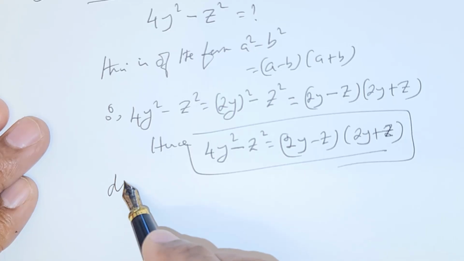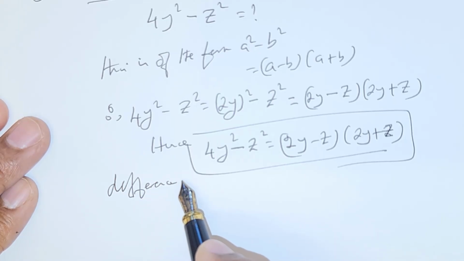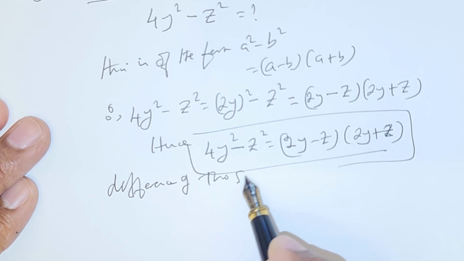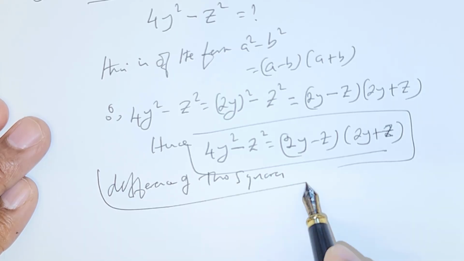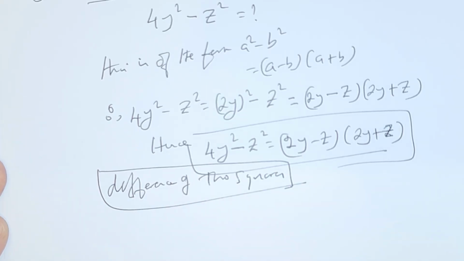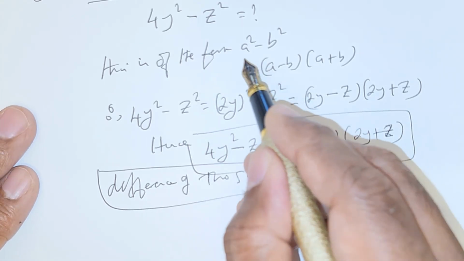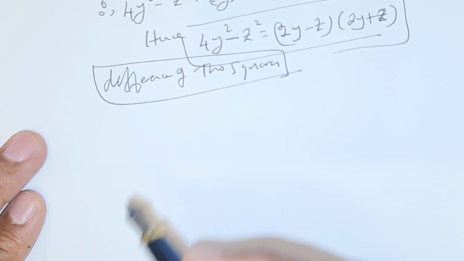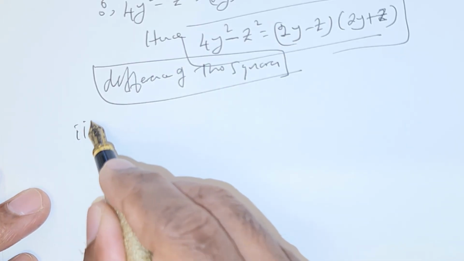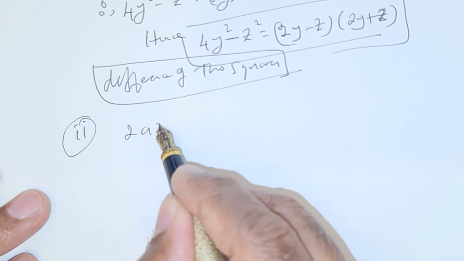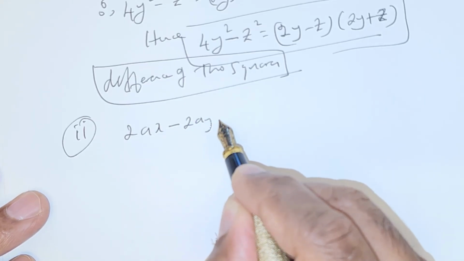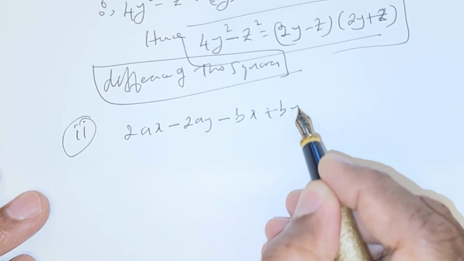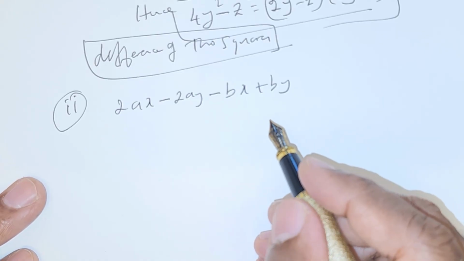Now what do you call this formula? This is called the difference of two squares. Okay, what is the formula called? The formula is called the difference of two squares. Okay, remember that. Sometimes they may even ask you. So next part is we have to factorize 2ax - 2ay - bx + by.